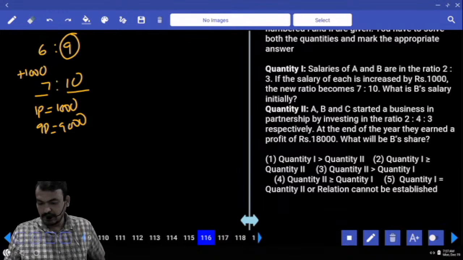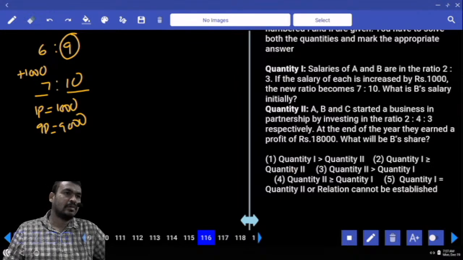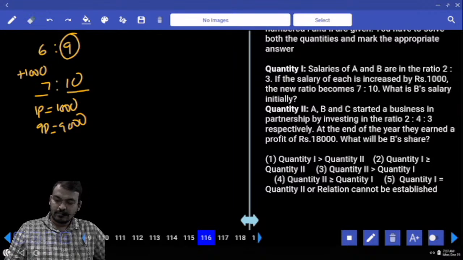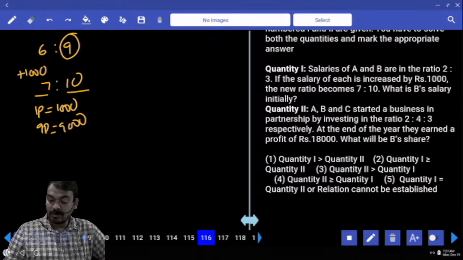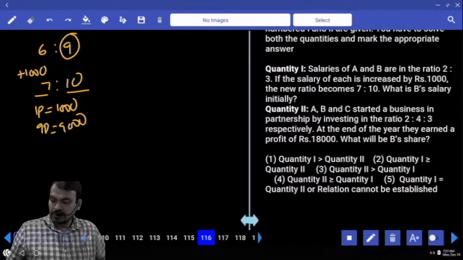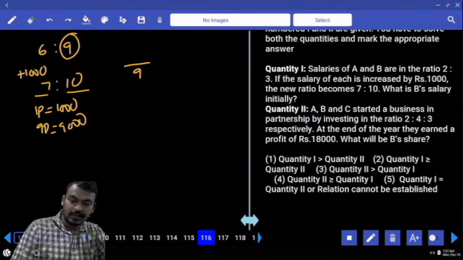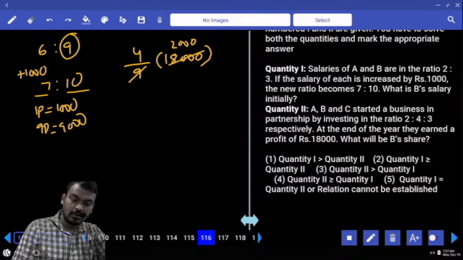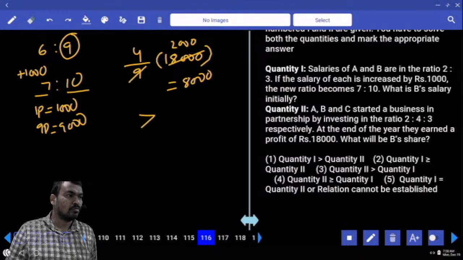Next, what is Q2? ABC started a business in partnership by investing in the ratio of 2:4:3. At the end of the year, they earned a profit of 18,000. Equal time or different time? Equal time, which means time is constant. When time is constant, the profit ratio is the same as the investment ratio. Total investment is 9 parts, and B invested 4 parts. So 4 by 9 of 18,000. 9 how many times? 2 times. 4 2s are 8,000. Then the answer: Q1 is greater than Q2.